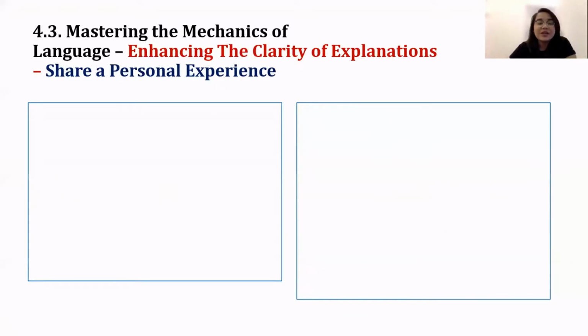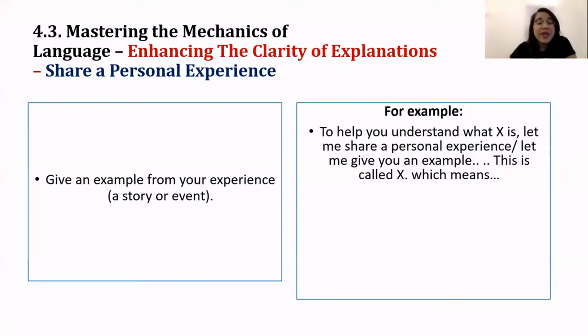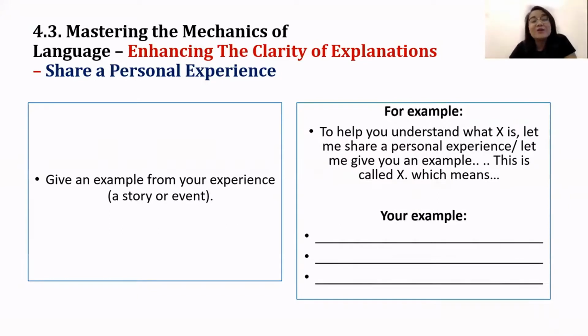Next one, share a personal experience. Give an example from your experience, a story or event. Previously, it's about the story or experience of our students, and now it's from us as the TA or as the teacher. This is what we can say. To help you understand what X is, let me share a personal experience, or let me give you an example. This is called X, which means, good. What else can we say? Write down your own version.